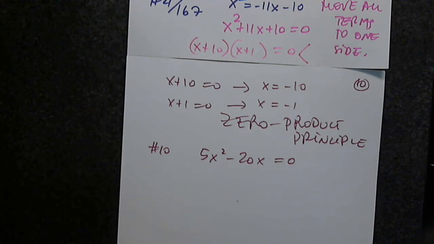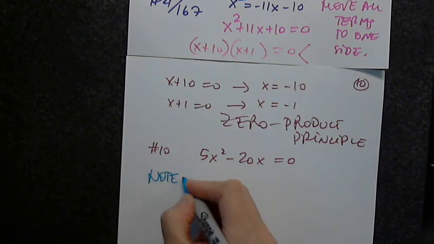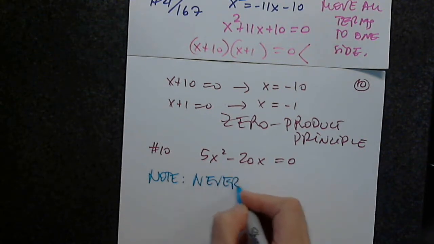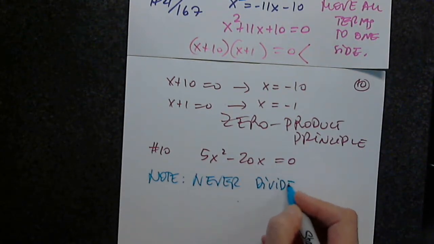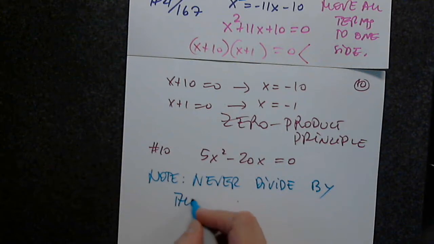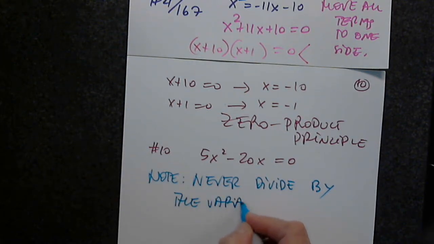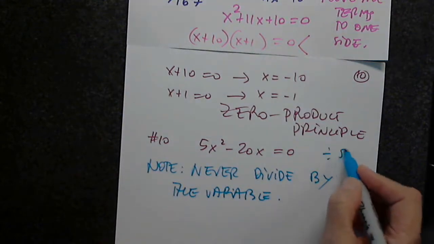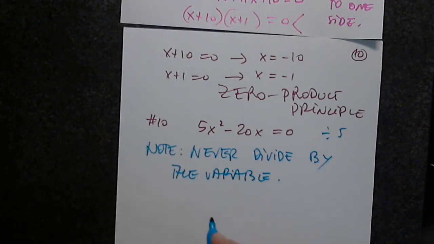If you don't find it easier, forget it. Okay, I always simplify equations before I do anything. And in this case, you can never divide by x. Note, never divide by the variable. Please remember that. But I can divide both sides by 5 to make it as easy as possible. And I have x squared minus 4x equals 0. Why not, if I can?